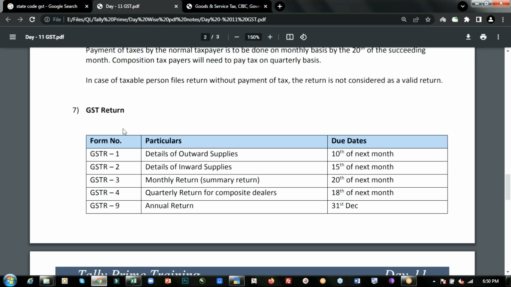There are many types of GST returns available. Let's talk about these. GSTR1. GSTR1 stands for the details of outward supply, meaning sales details. The due date is the 10th of the next month. We have to provide our sale details in the GSTR1 form to the government by the 10th of the next month. In GSTR2, details of inward supplies will go. Inward supply means the purchase details will go. The due date is the 15th of the next month.